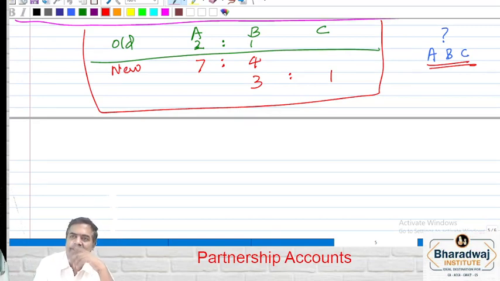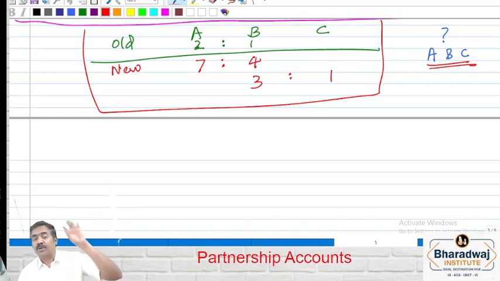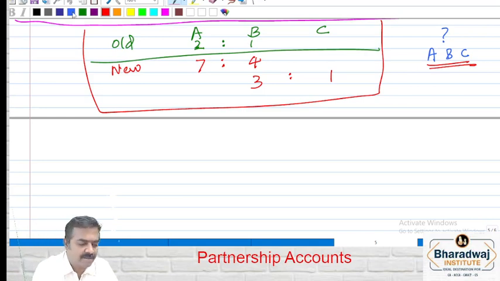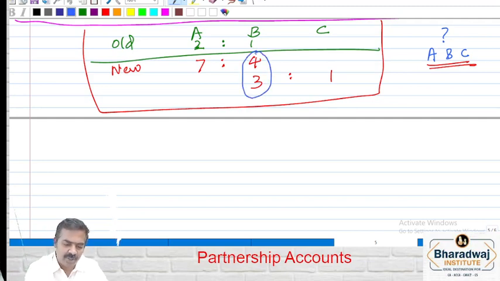Any answer? You are going to try this. First question, the old ratio of A and B, how much? 2:1. New ratio is given between A and B, 7:4. B and C, 3:1. We want the ratio of A is to B is to C. Use a common partner in this. B has a common ratio available. 4:3, how much will it be?